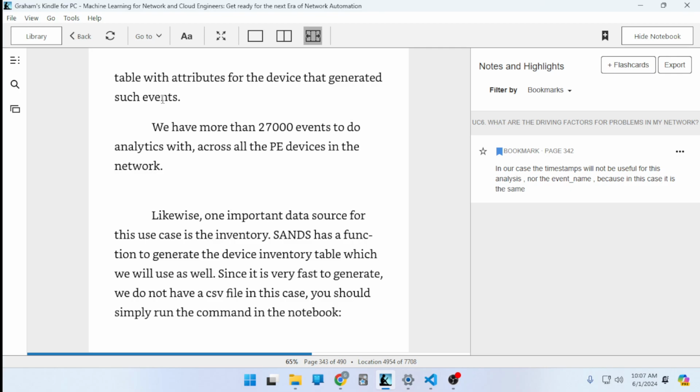We have more than 27,000 events to do analytics with across all the PE devices in the network. Likewise, one important data source for this use case is the inventory. SANS has a function to generate the device inventory table, which we will use as well. Since it is very fast to generate, we do not have a CSV file in this case. You should simply run the command in the notebook.